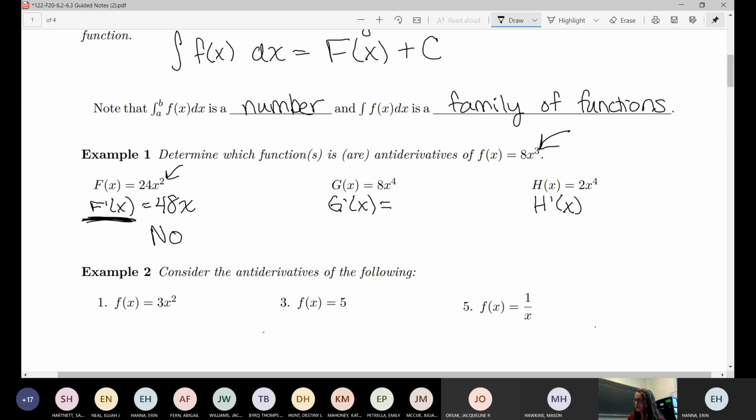If I take the regular derivative of 8x to the fourth, I bring the 4 down, so 32x cubed. If this is going to be an antiderivative, 32x cubed should be equal to 8x cubed, which it's not. That time they actually have the right power on the function, but not the correct constant out front. And then if I take the derivative of 2x to the fourth, I get 8x cubed. If that's going to be an antiderivative of 8x cubed, I should get that it's equal to 8x cubed, which it is.